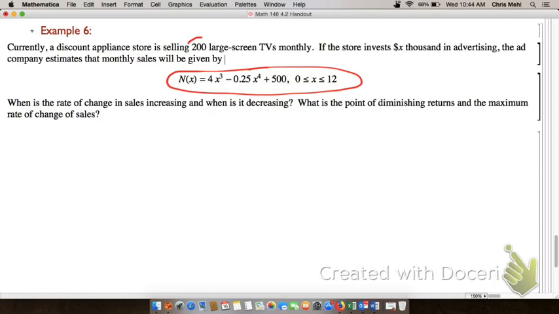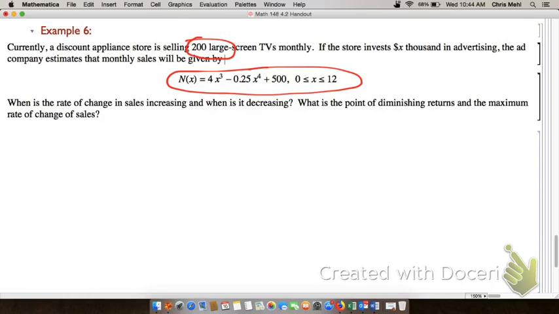And this number here, that they're selling 200 large screen TVs monthly, that's really a distractor value. I mean, it doesn't really tell us much of anything. That amount's going to increase and decrease depending on the amount, x thousand dollars, spent in advertising. So that's a distractor number here. And then the first question: when is the rate of change in sales increasing and when is it decreasing?